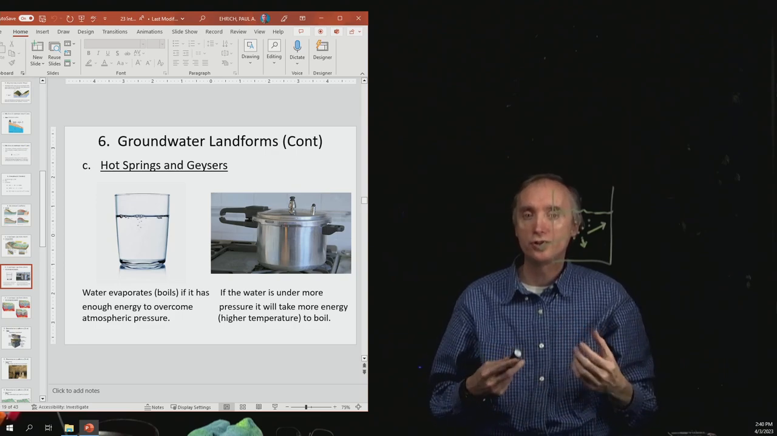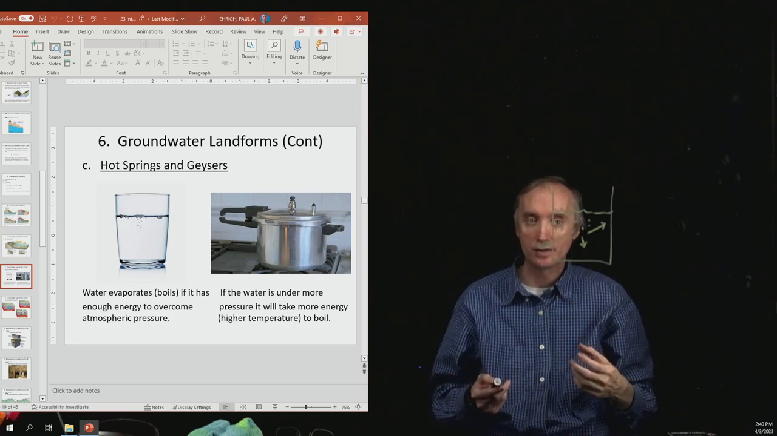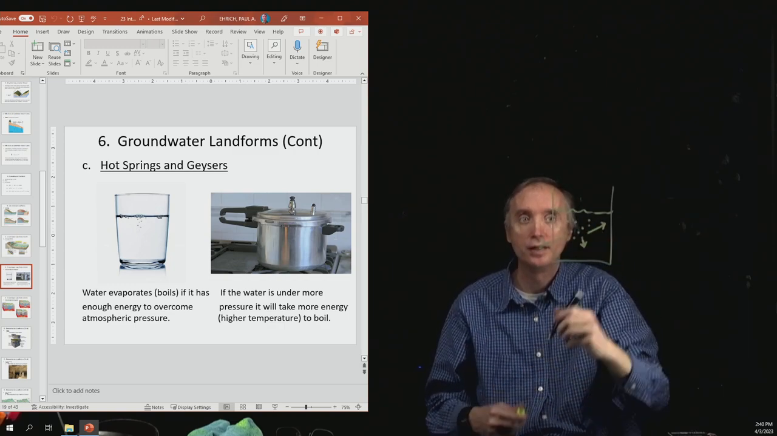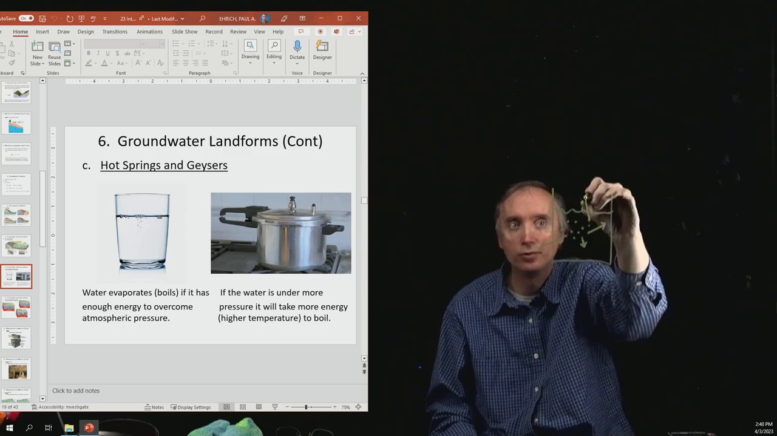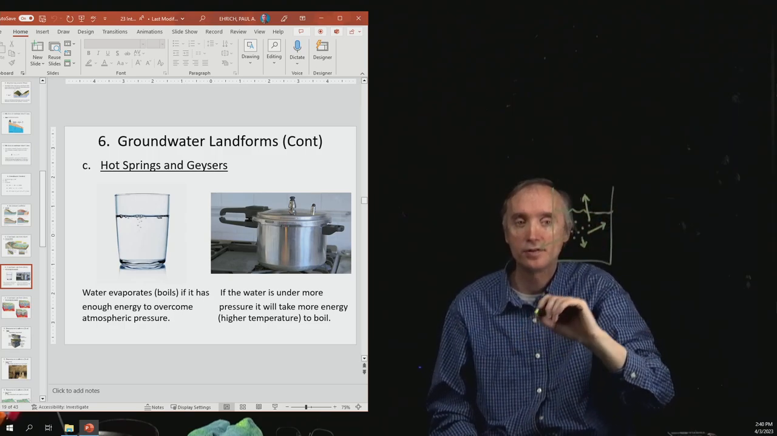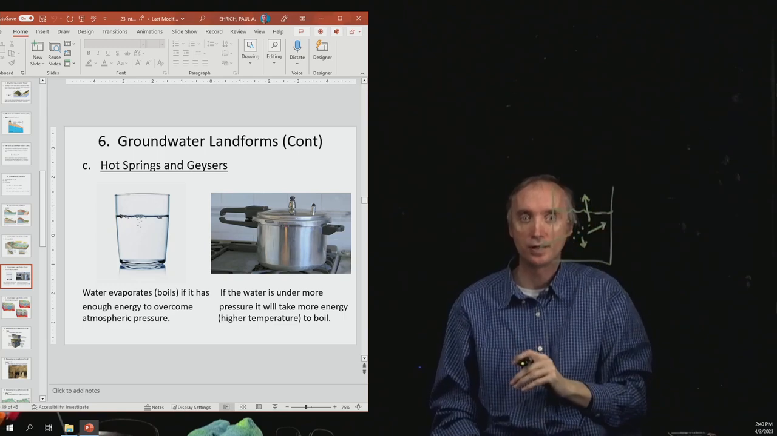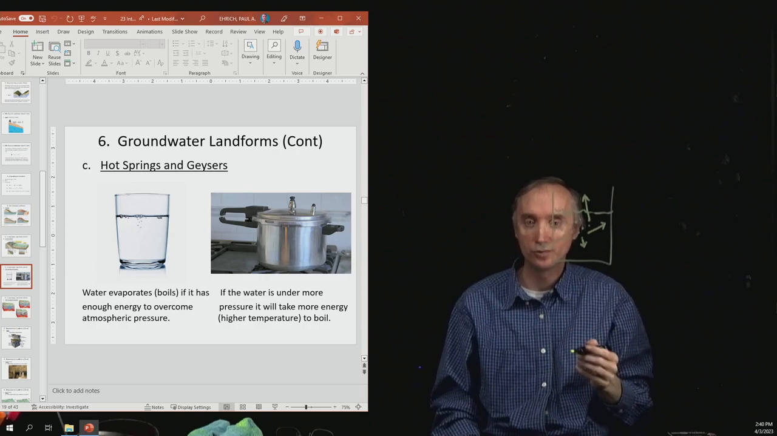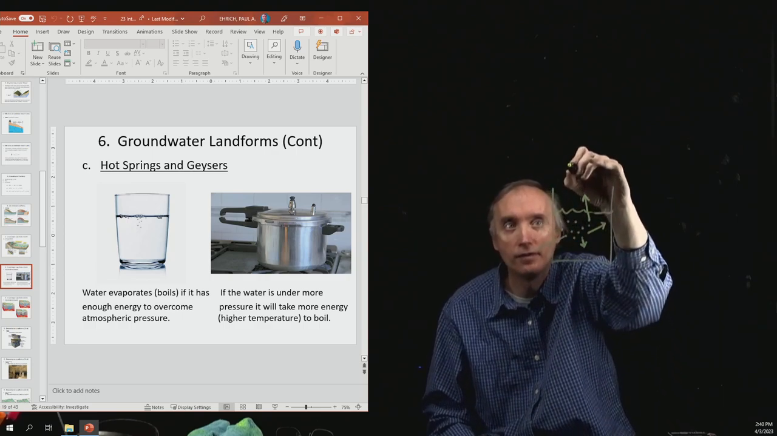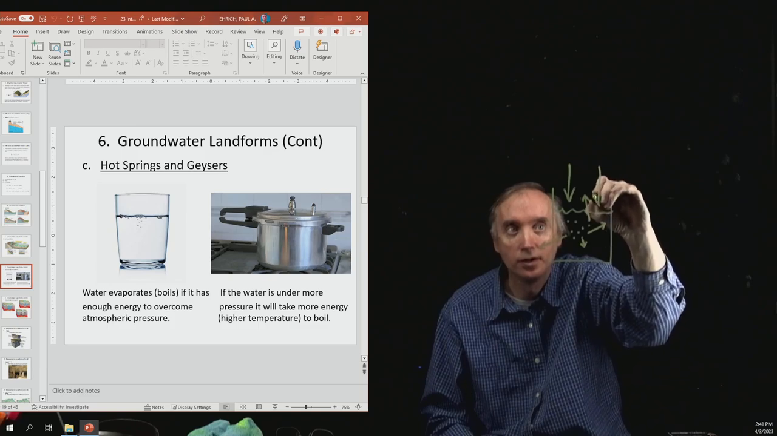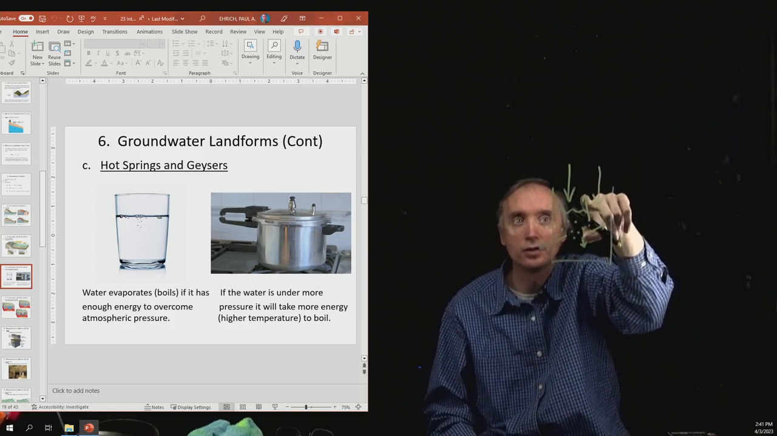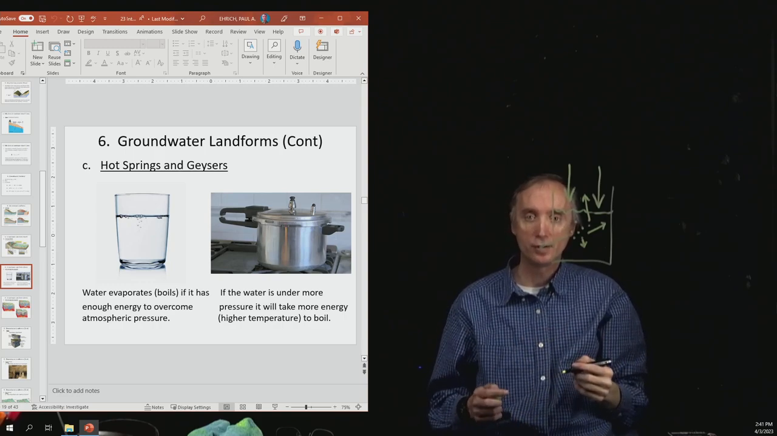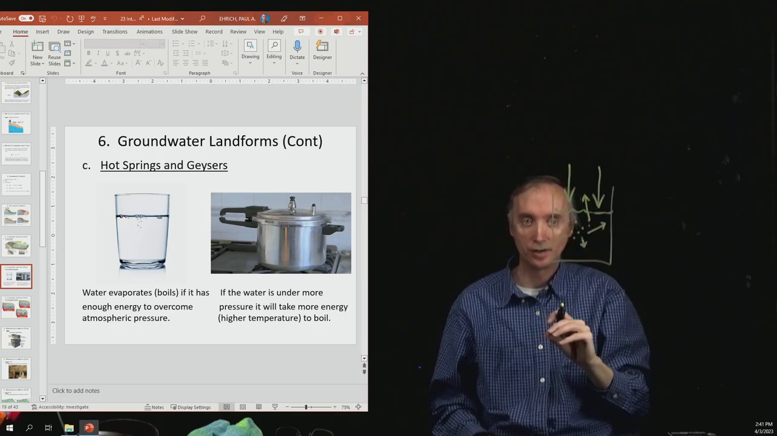Now, when would it change from a liquid to a gas? If one of these molecules was moving fast enough, it could actually jump out of the water, and then it turns from a liquid into a gas. Normally this doesn't happen at room temperature because atmospheric pressure is going to push those molecules back into the water. So at room temperature, water generally stays a liquid.